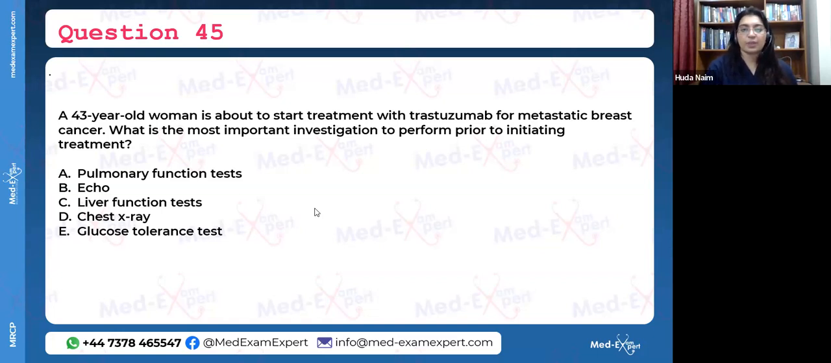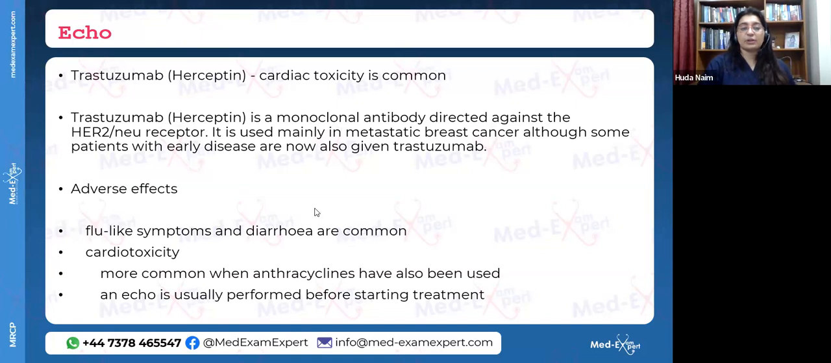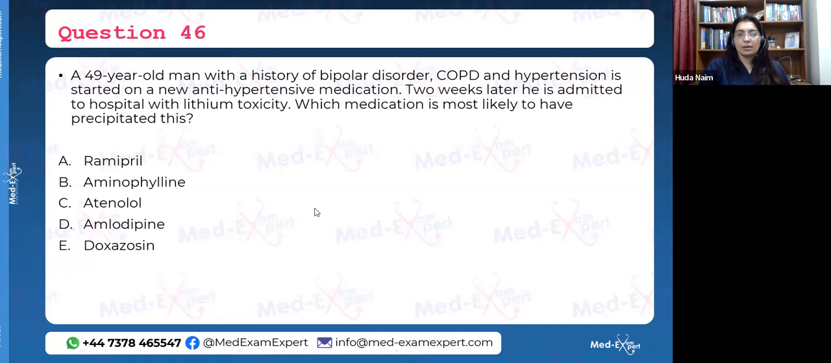Okay, very good. So please be careful whenever you come across any side effect of any medication. Please keep it under check what it's used for and what it's directed against. It's directed against the HER2/neu receptor, and it's used in metastatic breast cancer, and it can lead to cardiotoxicity. Okay. Very good.